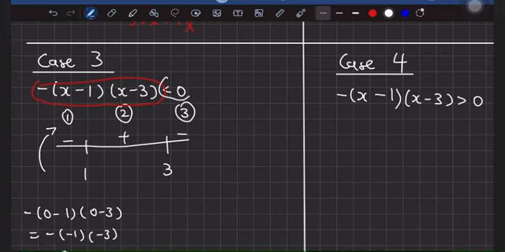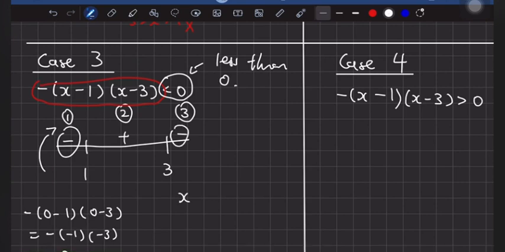This part is less than 0, which means the y value is less than 0. Less than 0 means it's negative. So these are the two regions for the answer. This answer will be x less than 1 or x more than 3.